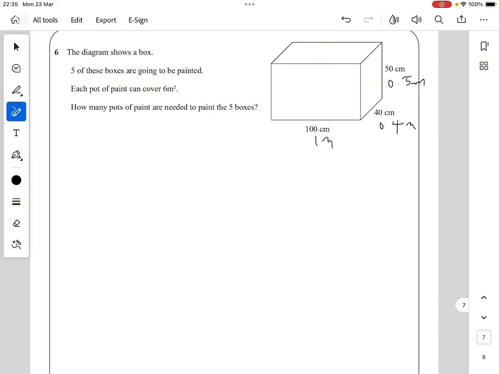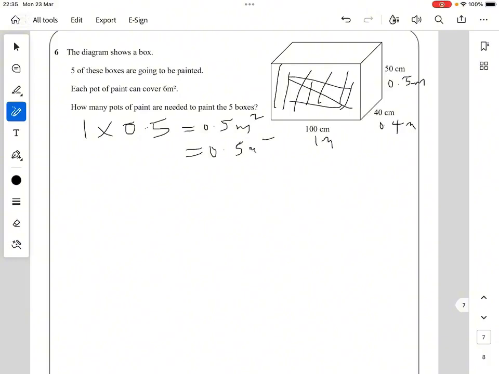So we use this to get the total surface area of the box. First of all, if you're getting this side, we're going to be using 1 meter, 1 times 0.5, which is 0.5 meter squared. That for the other side too, you have 0.5 meter squared for the two sides of the box. Then for this side, you're going to have 0.4 times 0.5, which is 0.2 meter squared.